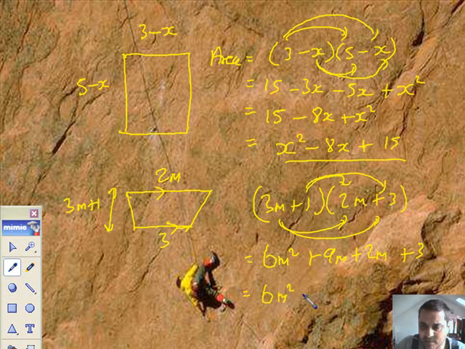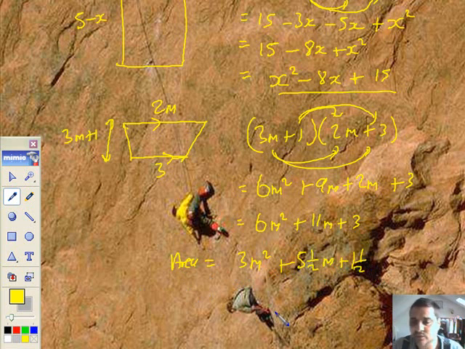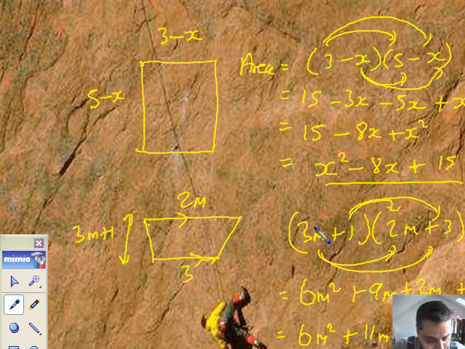Simplifying: 6m squared, 9 plus 2 is 11, plus 11m plus 3. Now the area of the trapezium is going to be half of that. So that will give me 3m squared plus 5.5m plus 1.5. Alright, let's have a quick check on that.